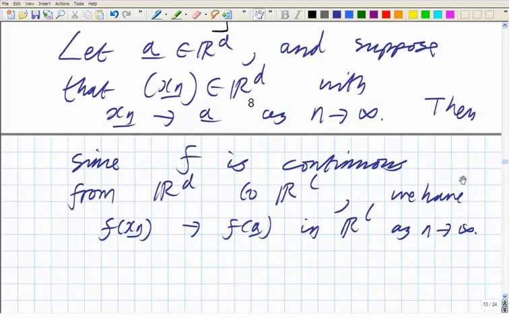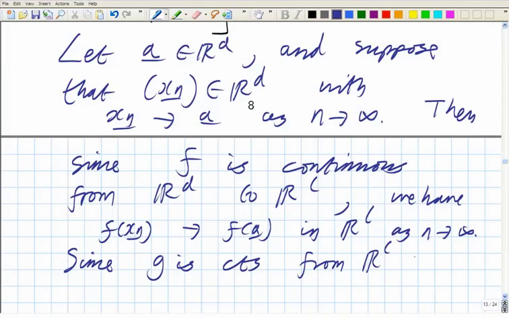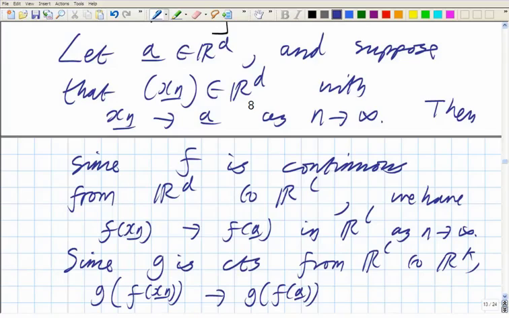But now we can apply the fact that g is continuous. This is a sequence in R^l converging to a point in R^l, and g is continuous on R^l. So since g is continuous, which I'll abbreviate to cts, from R^l to R^k, you can apply g to that convergent sequence. g of f of x_n will tend to g of f of a as n tends to infinity.